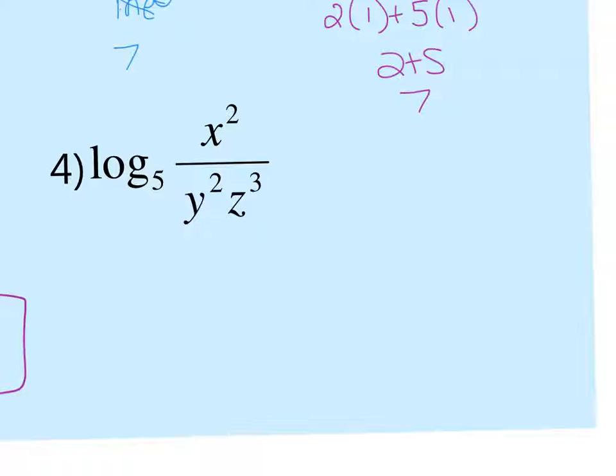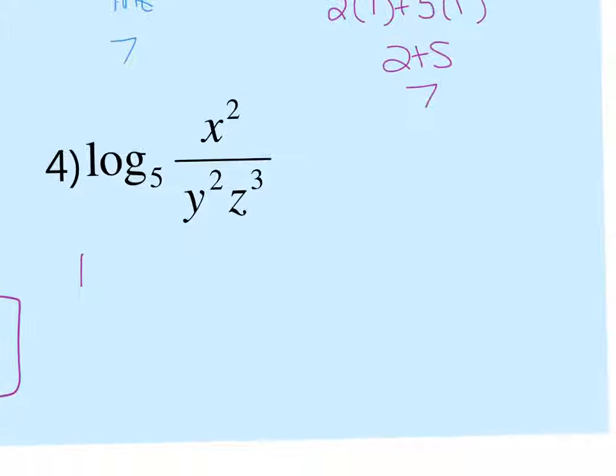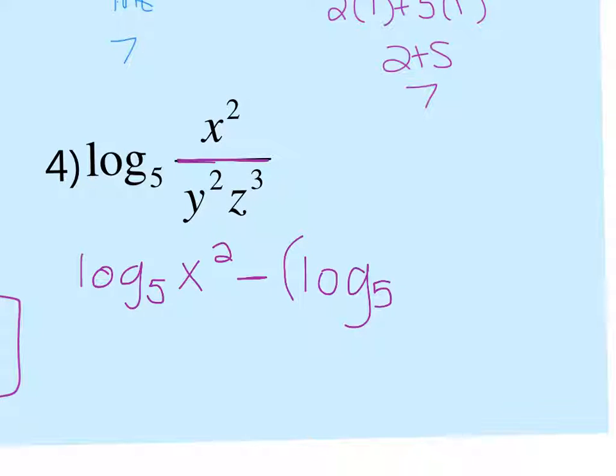All right, and then 4 says log base 5 of x to the second minus y to the second over, divided by, my brain's working ahead, divided by y to the second z to the third. So when I separate this out, it would become log base 5 of x to the second. And then it is minus both of these. So you could take the step as minus, put it in parentheses, log base 5 of y to the second z to the third, okay?